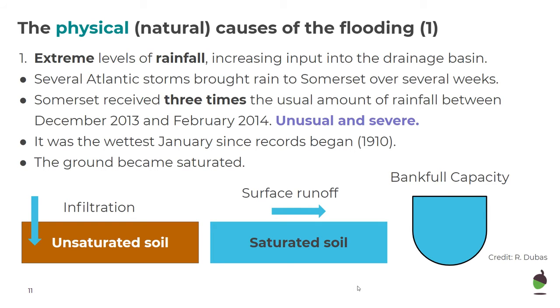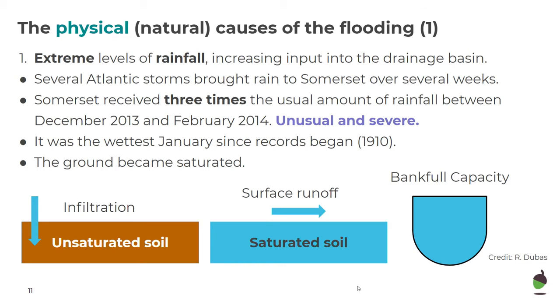The first physical cause of the flooding is linked to extreme levels of rainfall, increasing input into the drainage basin, and this is linked to the extreme weather experienced during this time frame. Several Atlantic storms brought rain to Somerset over several weeks. Somerset received 3 times the usual amount of rainfall between December 2013 and February 2014.